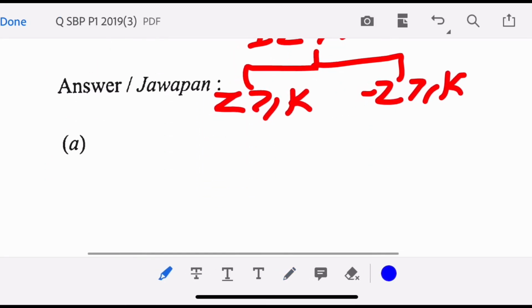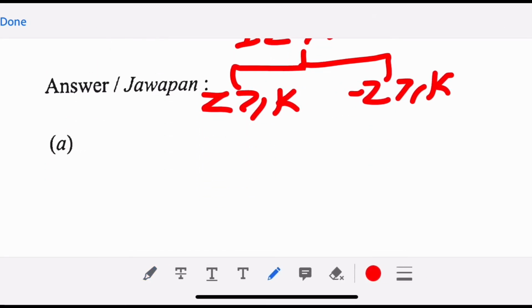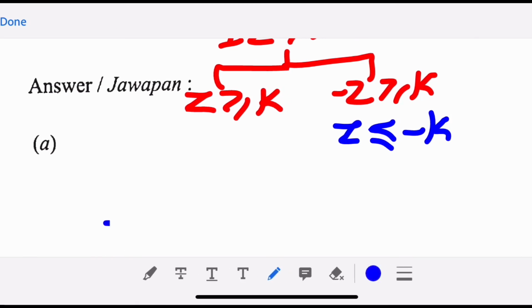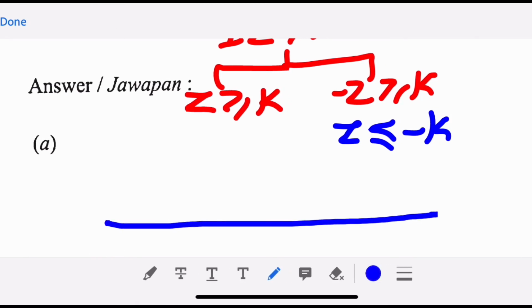like this. For positive one, no problem, z more than or equal to k, but for negative one, you have to make z positive, so you have to divide by a negative number. So when you divide by a negative number, you must reverse the sign of the inequality, right? Okay, still remember? No problem, right?